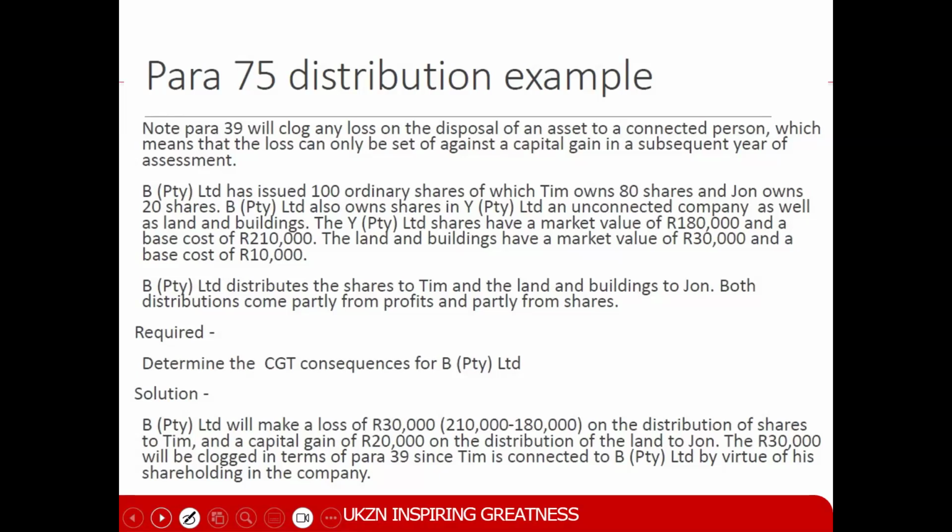So as you can see, the loss will be clogged in terms of paragraph 39, meaning Tim is connected to B. What does it mean? Because Tim owns shares in B Ltd, and by virtue of this shareholding in the company, he is actually connected to it. It's also a shareholder. So the loss will be clogged, meaning it will only be allowed next year.